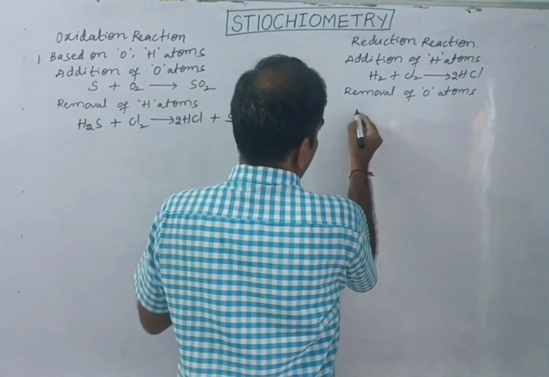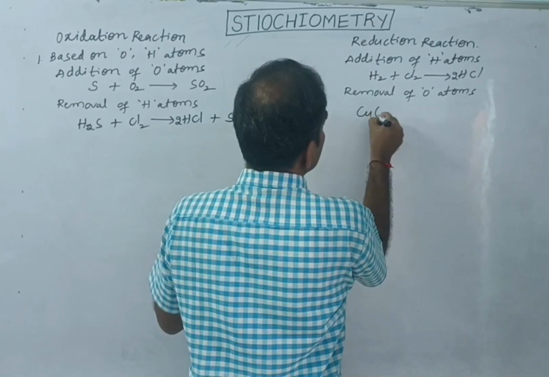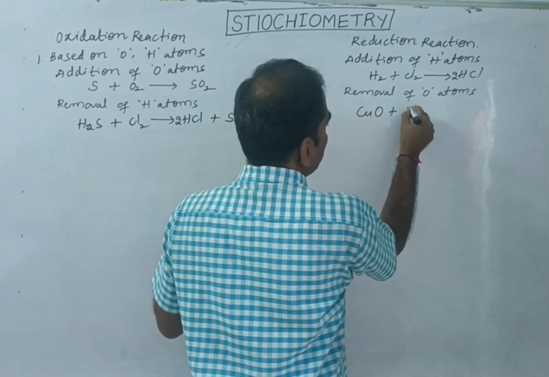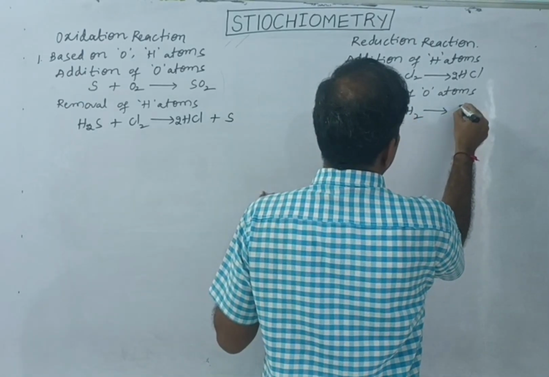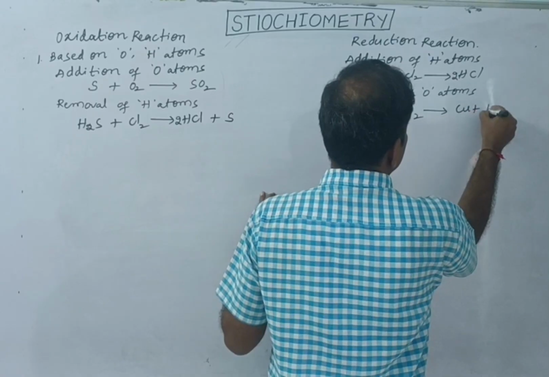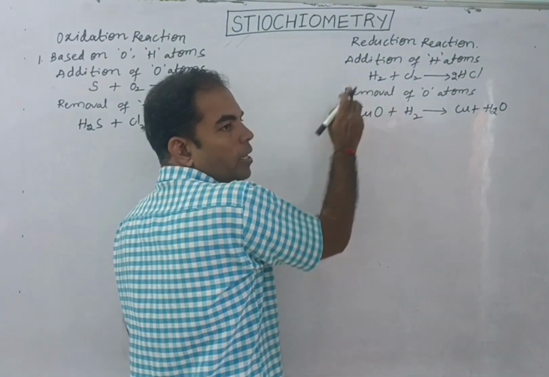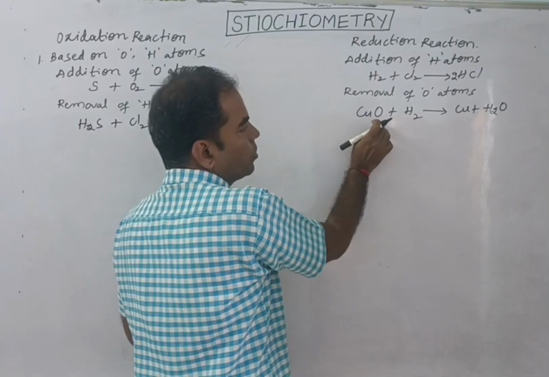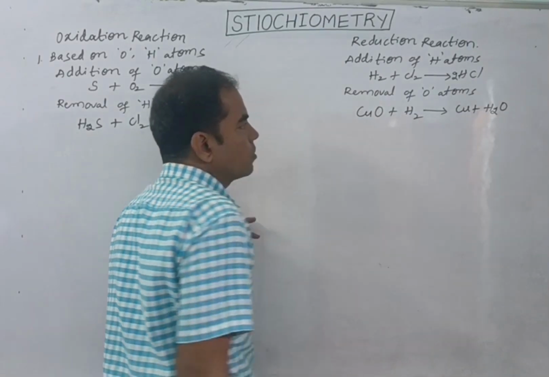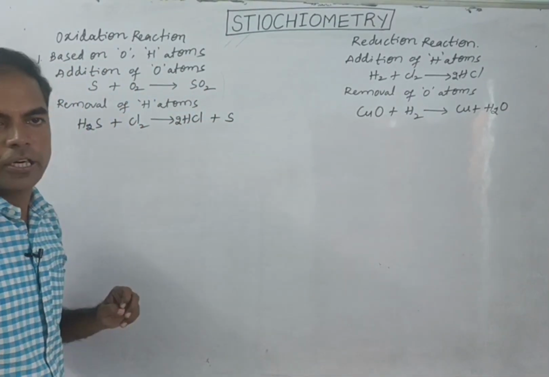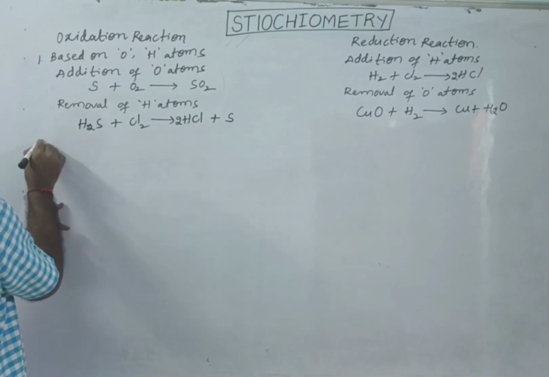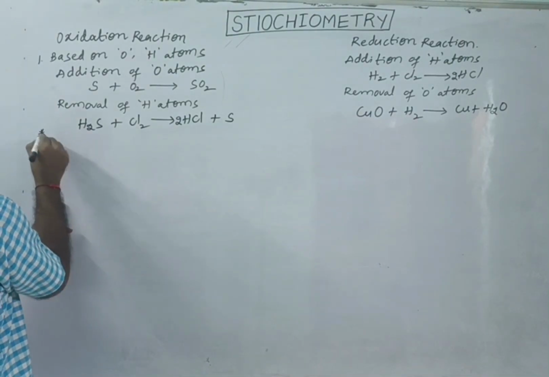Here removal of oxygen atoms. CuO plus H2 gives Cu plus H2O. See, oxygen is removed from the copper oxide. Oxygen is removed. Removal of oxygen atoms is known as reduction reaction. Okay. Next, second one is important one.